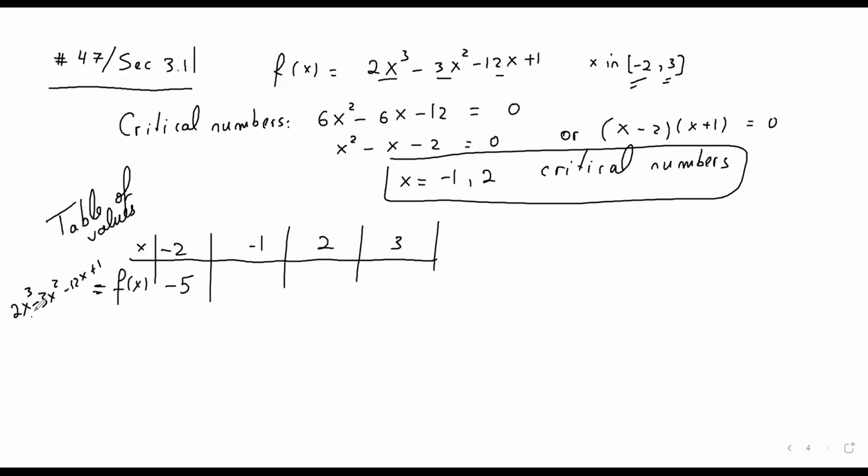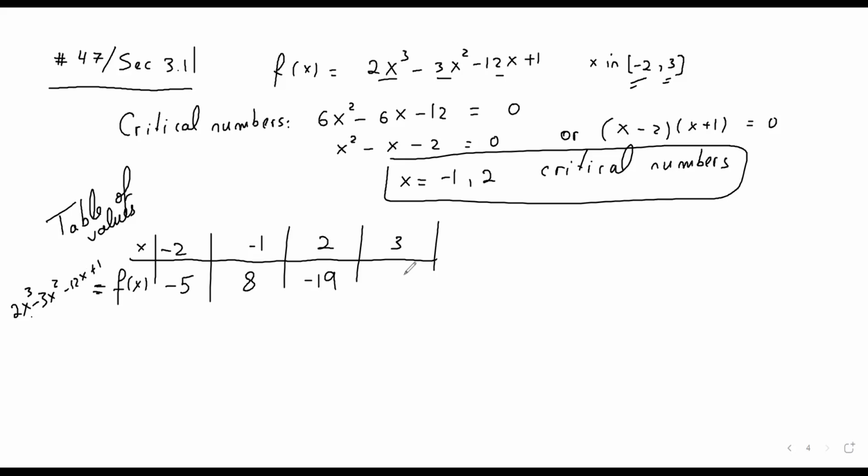All right, at -1, again, substitute -1 in the formula: -2, minus 3, -5, plus 12, plus 1. -5 plus 13 is 8. All right, at 2, we're going to get 16 minus 12, 4 minus 24. 4 minus 24 is negative 20, plus now 1 is negative 19.